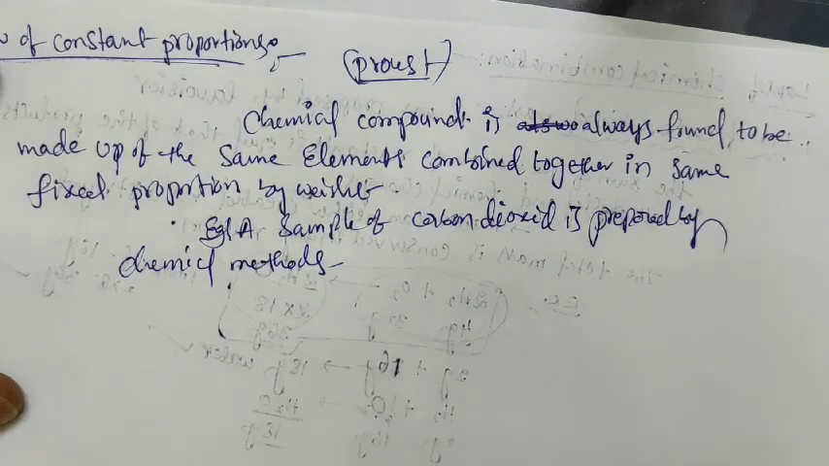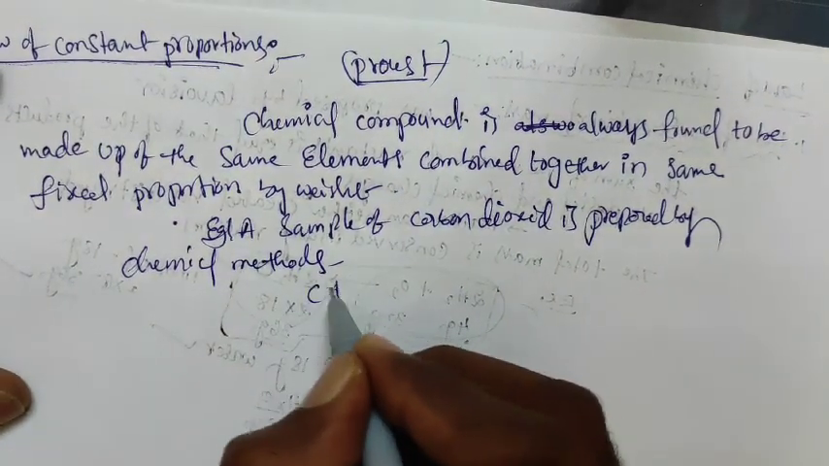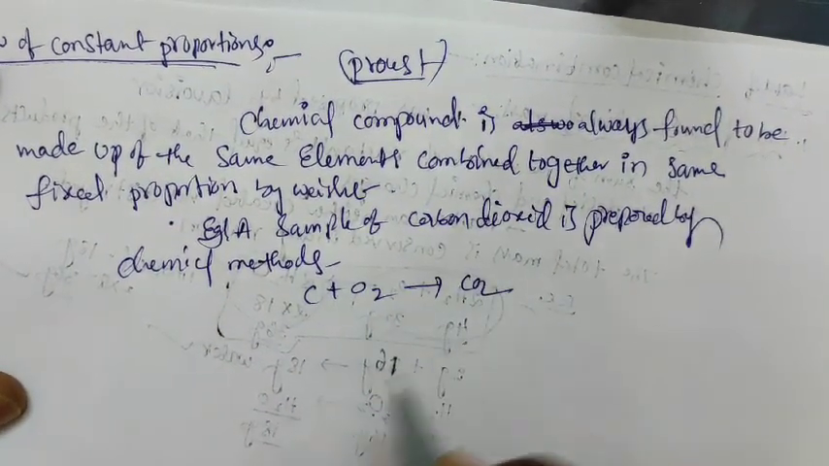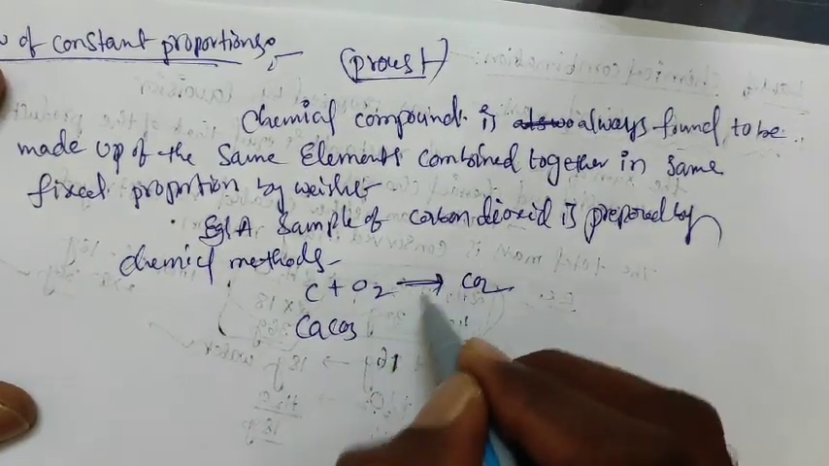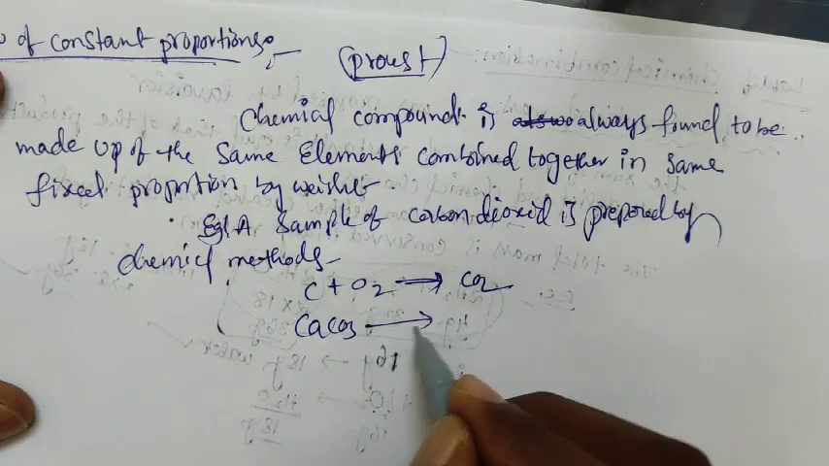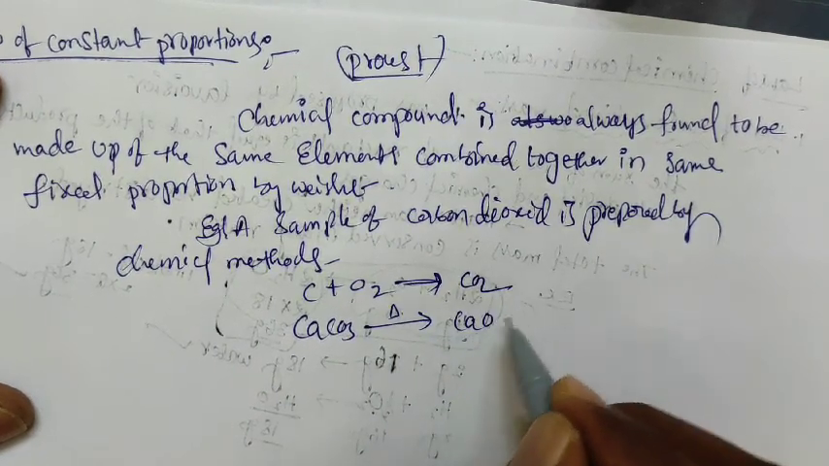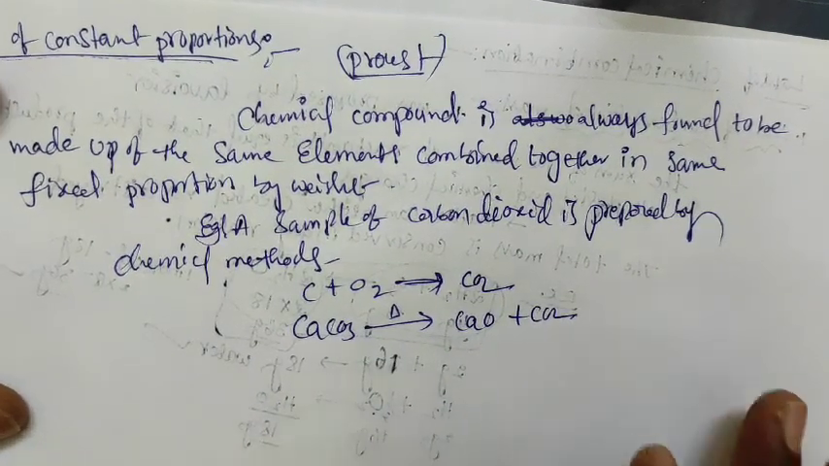So we will check those methods. C plus O2 gives rise to CO2. CaCO3, this is a combination reaction. CaCO3 decomposes, we will get CaO plus CO2. This is one more method.